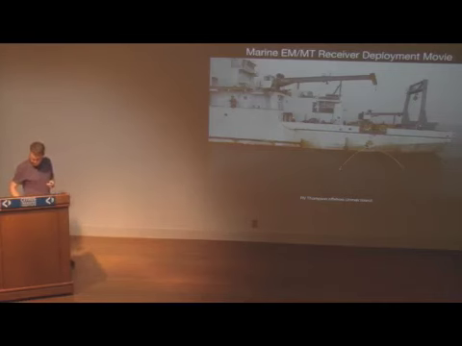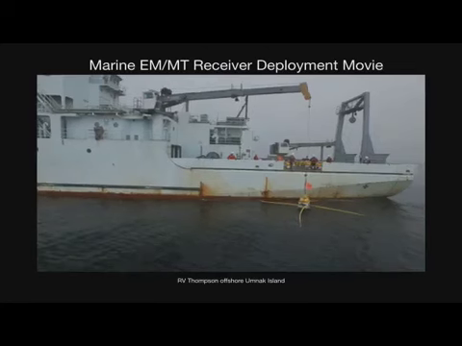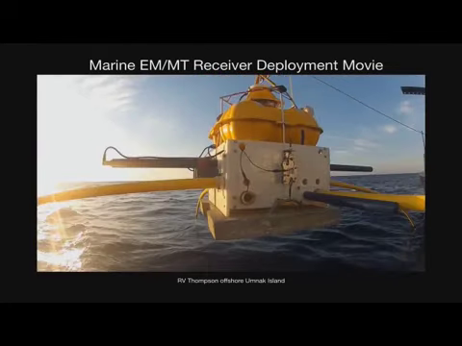So this is what it looks like when we're deploying it. Keep going forward here. There's another close-up in a second. Okay, so these little blue tubes here are the induction coil magnetometers. So we measure the magnetic field in each direction on here. And then again, the electrodes that we use to measure the electric field at the end of these long arms.